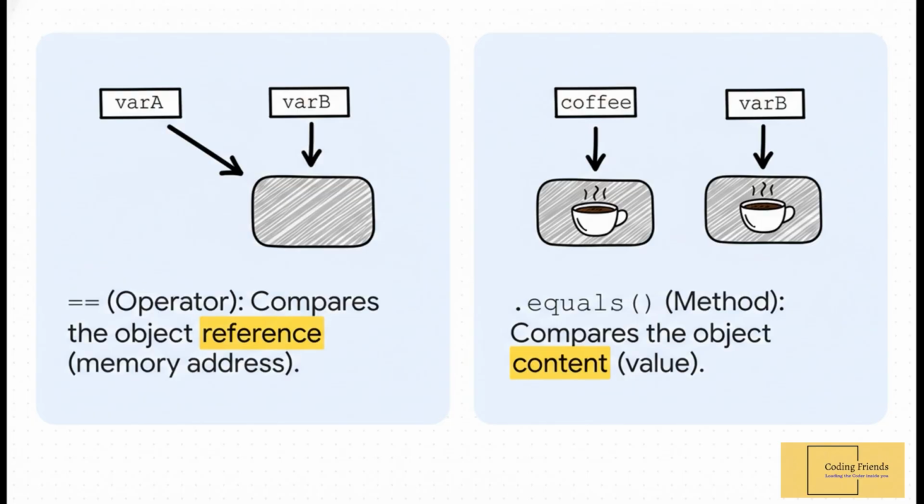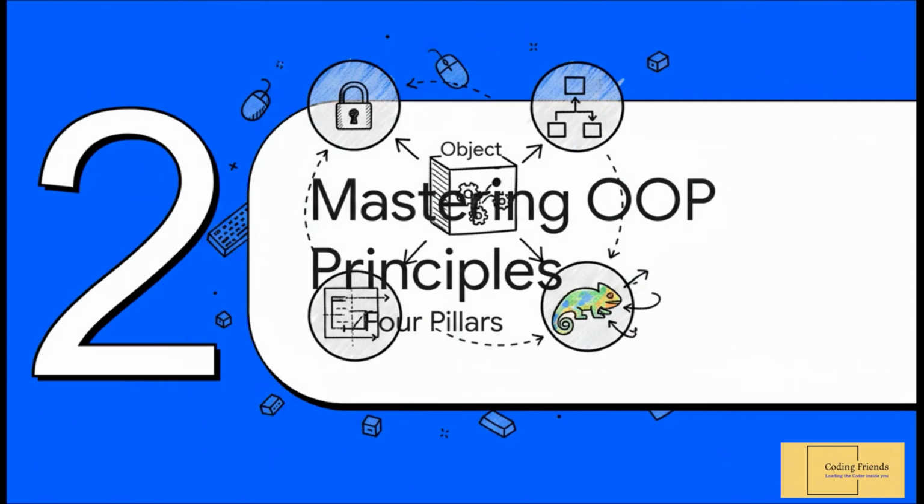On the other hand, .equals is a method. It's designed to check if two objects have the same value or content. It asks, do these two people have the same name? That's why when you're comparing strings, you almost always use .equals because you care about what the string says, not where it lives in memory. Okay, basics are down. You're doing great.